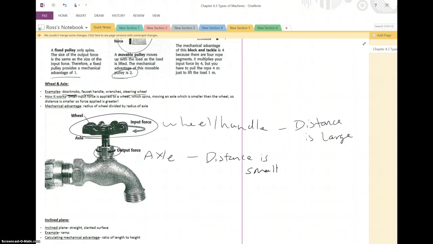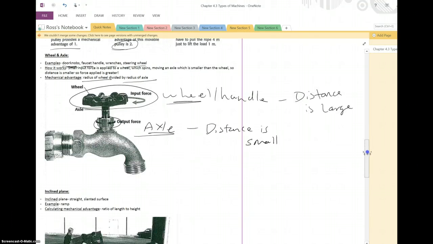The way that you figure out the mechanical advantage is you divide the radius of the wheel, this thing, by the radius of the axle, this one. And that ratio tells you how much more mechanical advantage using a wheel and axle is giving you.